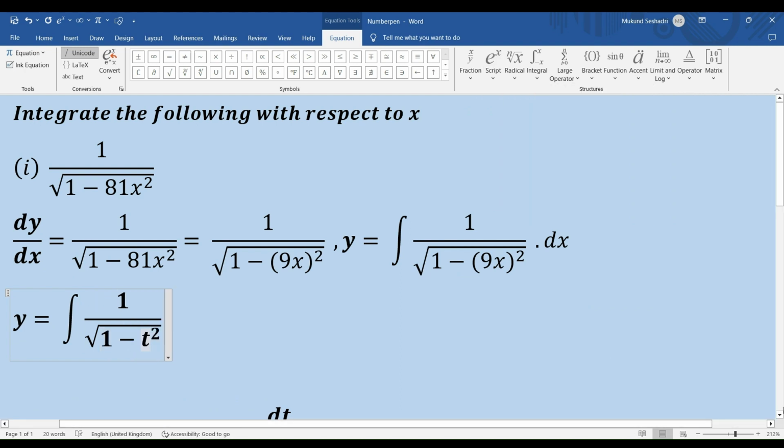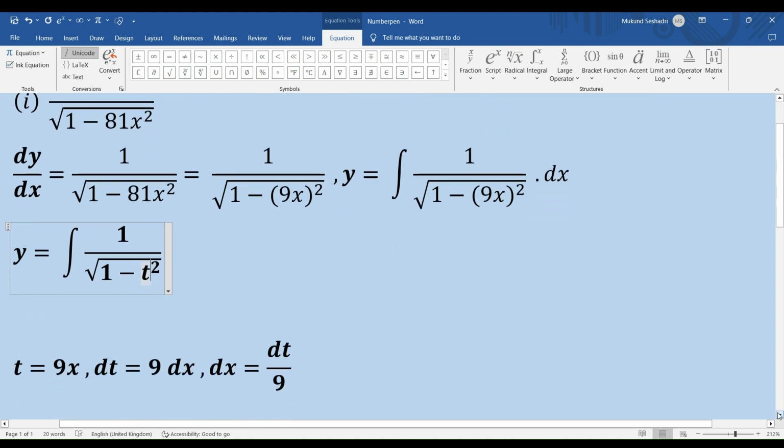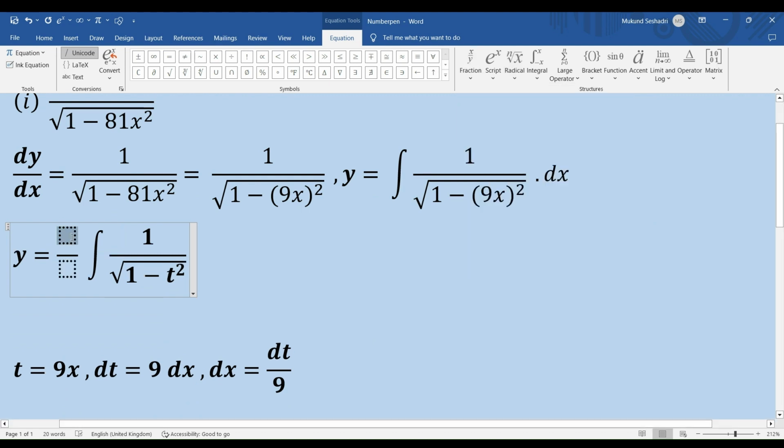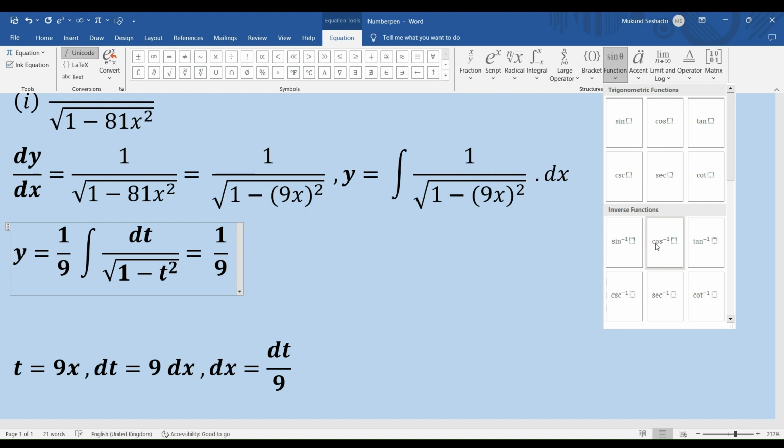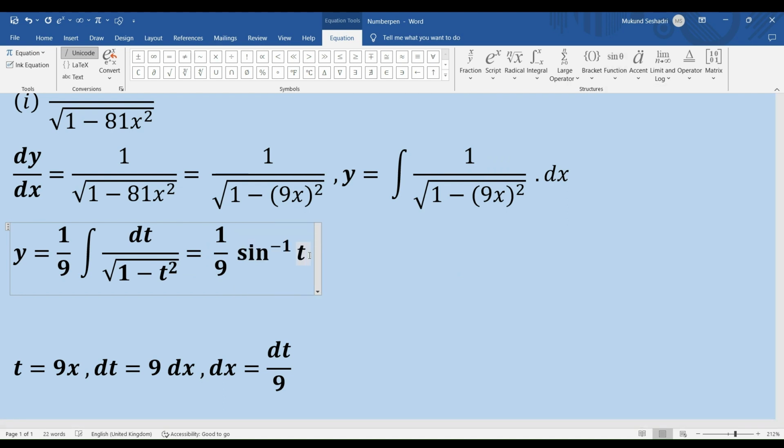And what is my dx in terms of dt? I just worked that out for you. My dx is dt by 9. So I pull out my 1 by 9 out of the integral, and then I have my integral of dt by square root of 1 minus t square, something which I'm very familiar with because my d by dx of sine inverse of x is 1 divided by square root of 1 minus x square, right? And therefore my y, which is an antiderivative, I will have to write it as 1 by 9 times sine inverse of t, my apologies, sine inverse of t plus c.